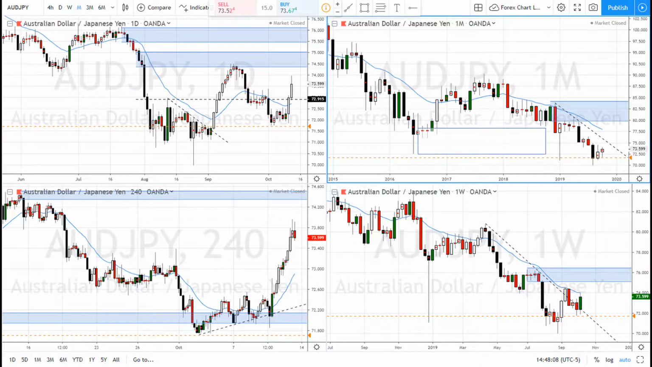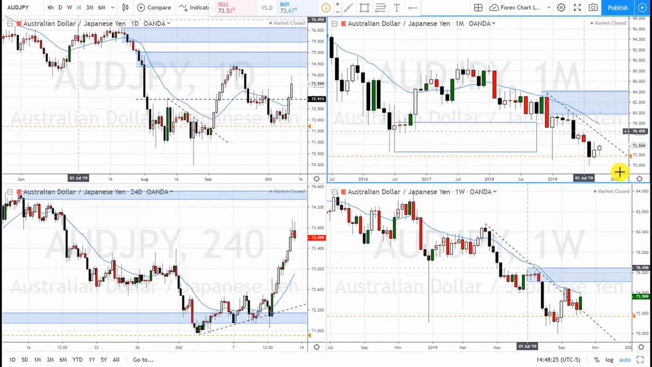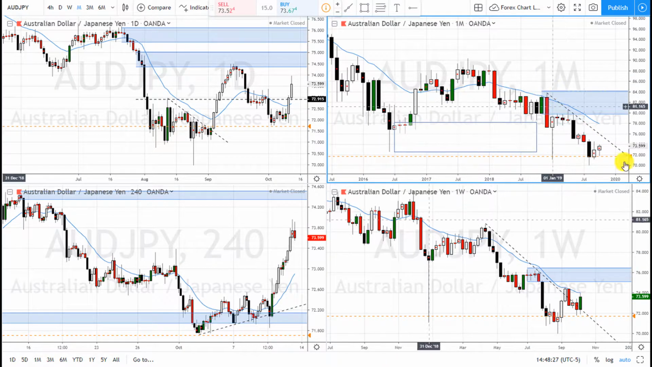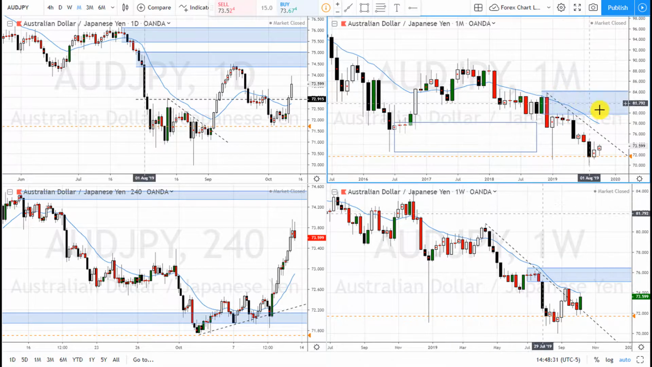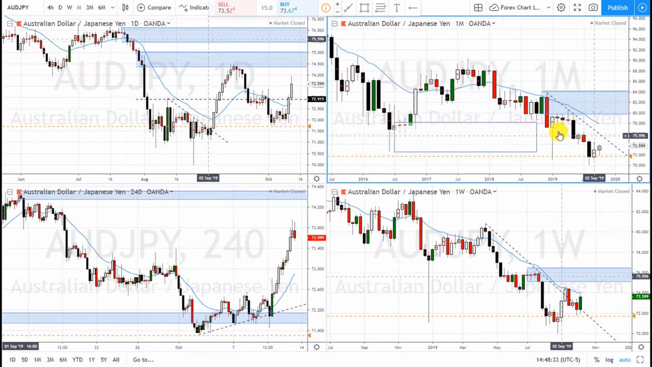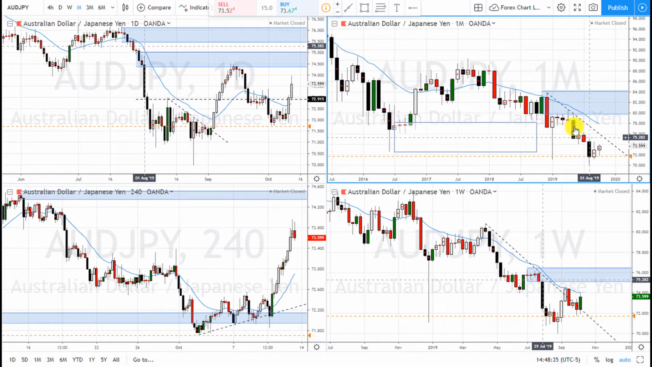Today we're going to take a look at some charts and see where we can identify supply and demand order flow and trade it for income. Let's take a look at Aussie yen and see what is going on with the chart. On the monthly, still a downtrend, trendline respected, area of supply up here still respected. So it's gonna move slow, but overall we're still in a downtrend.